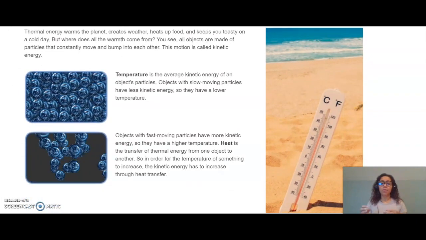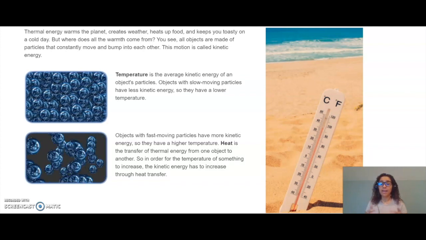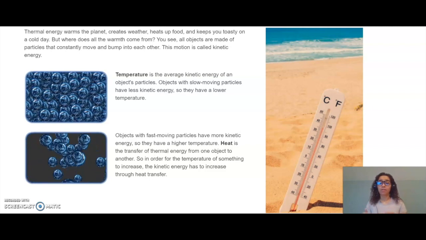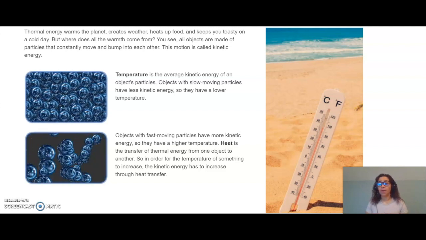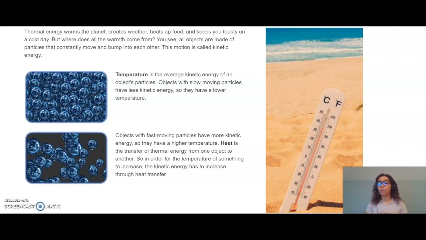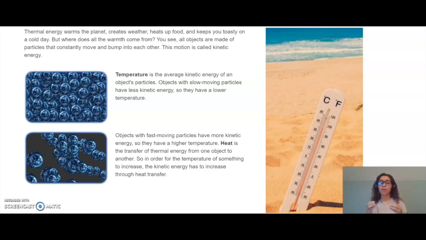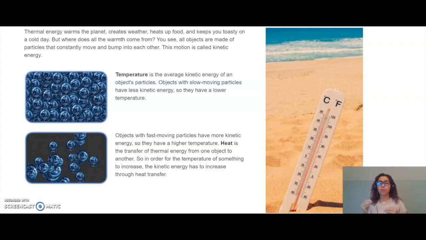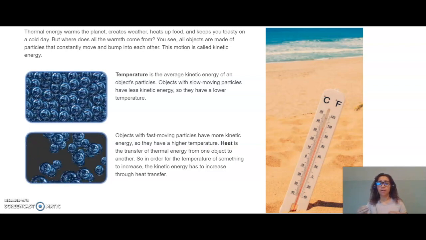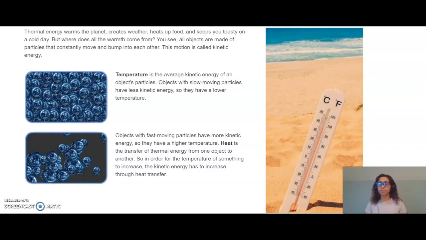So also, when objects have more kinetic energy, they're going to have a higher temperature. And heat is the transfer of that thermal energy from one object to another. We learned a little bit about thermal energy in force and motion. Thermal energy is what warms the planet, it creates weather, it keeps our food, it keeps you warm on a cold day. So heat just doesn't appear out of thin air. Heat needs to be transferred from one object to another through that average kinetic energy or temperature.